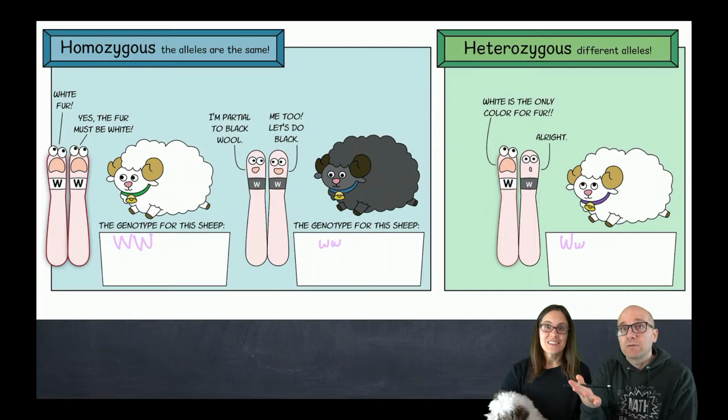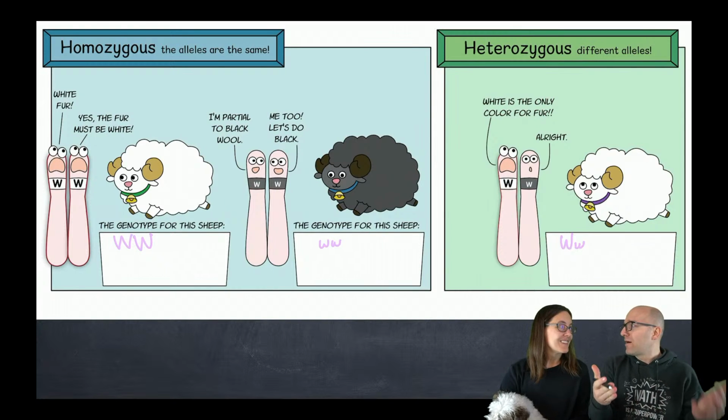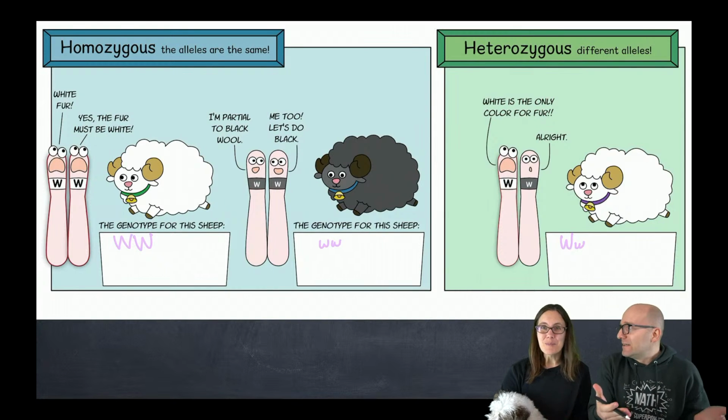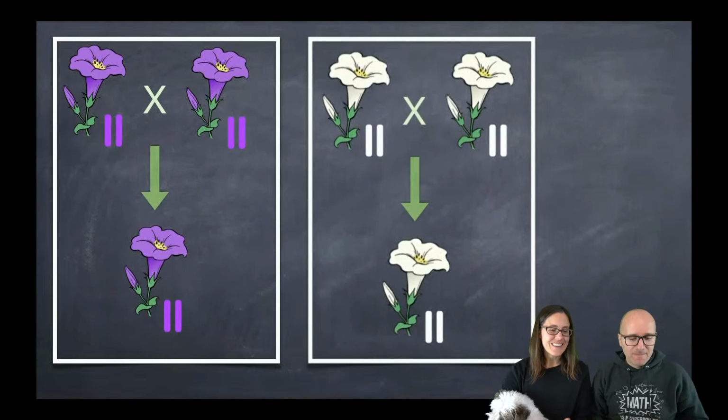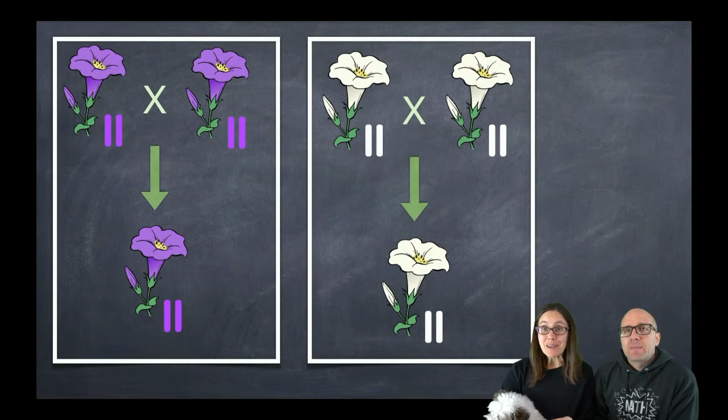So in this case, white was dominant. So the capital letter won out. Just like in paper, rock, scissors, if you're only going to play with paper, rock's never going to win. Yep, paper will always win. That's right.